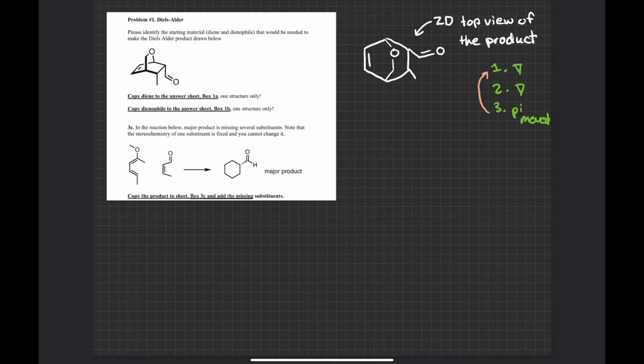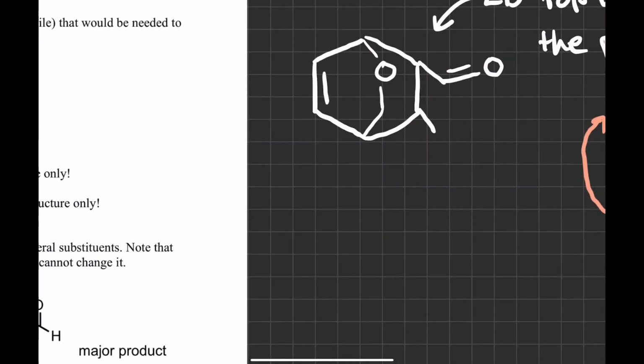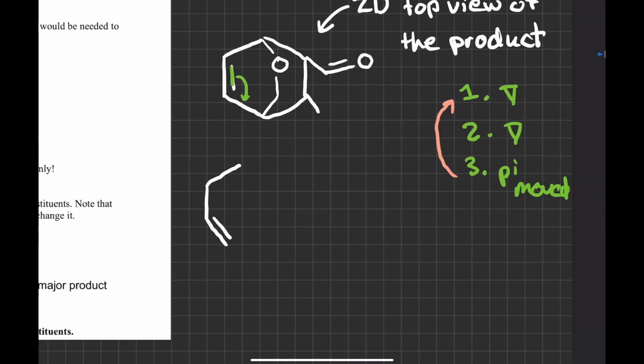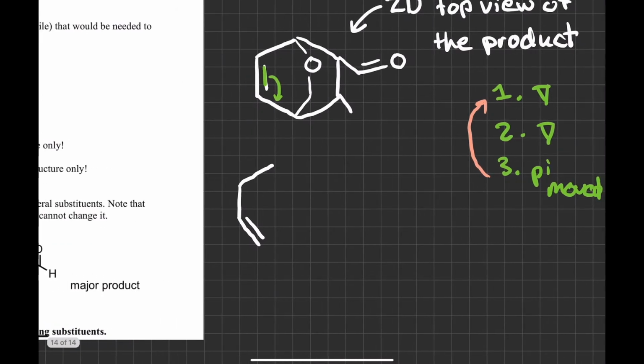So let's start with step number 3. A pi bond was moved from its original spot. So this pi bond actually used to be here. So let's place that here. So I'm going to draw the backbone structure and move it over here. In the next step, a sigma bond was formed.